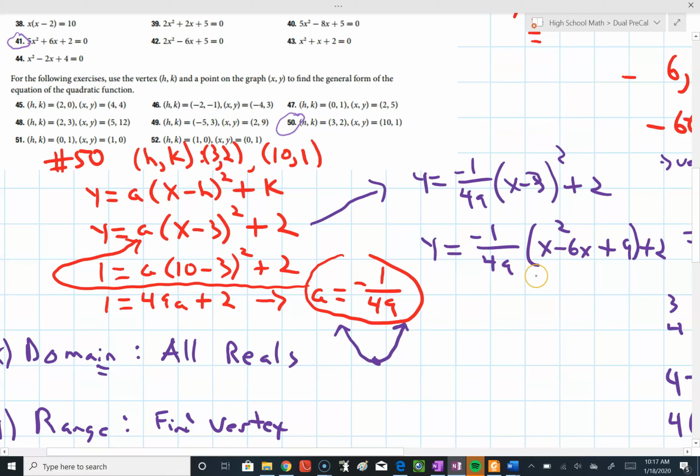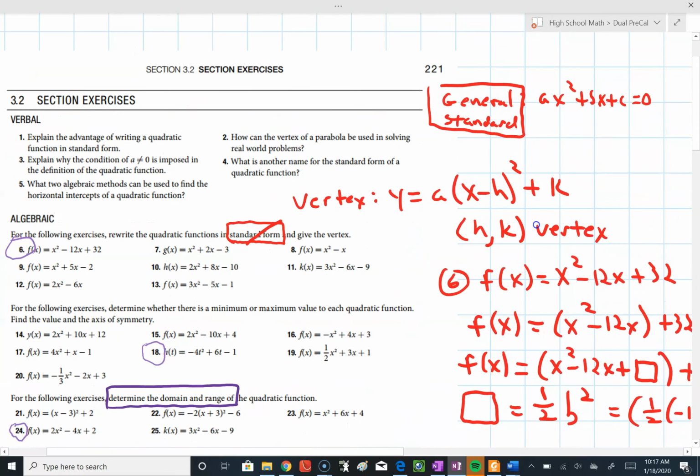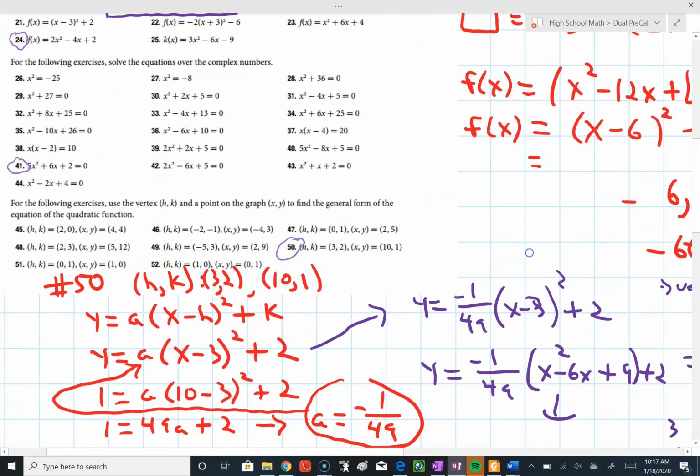I'm going to leave this to you, but I'm sure that you can distribute and then combine like terms, because we're trying to get into ax squared plus bx plus c, the form the book is calling general. I will call it either general or standard. Most books would call it that. All right, that concludes this video.